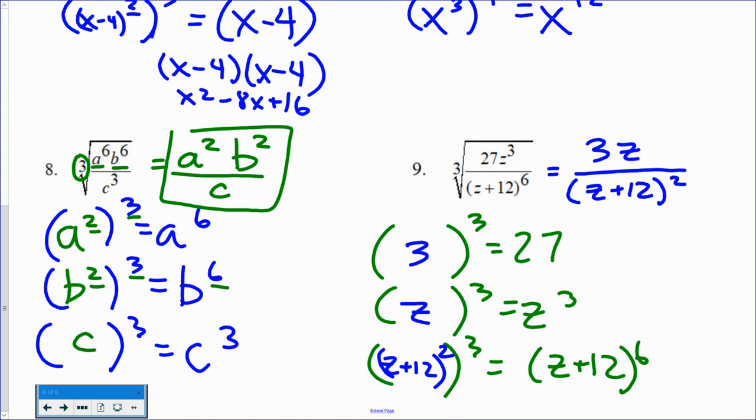Remember, you can leave it in that form. If you want to distribute it, go for it, but please distribute it correctly. Please take z plus 12 times z plus 12. That would not give you z squared plus 144. You would get z squared plus 24z plus 144. But you don't need to do that. You can leave it in the form that it is in. We're going to do more things with that form later on.